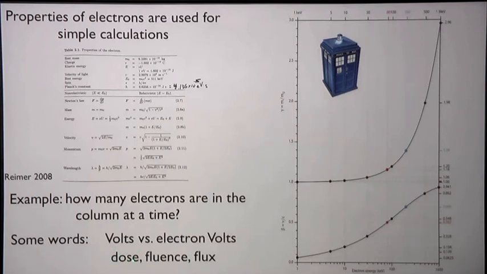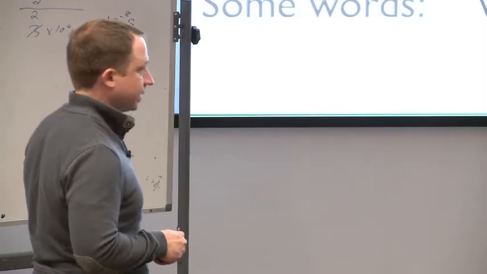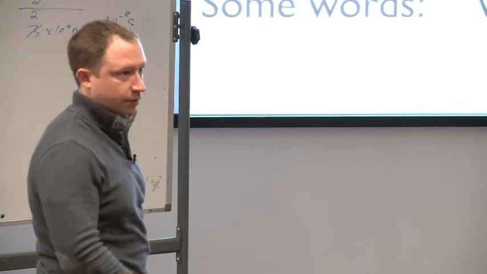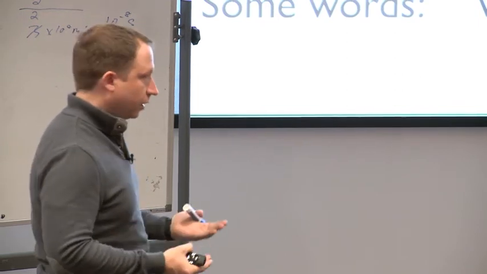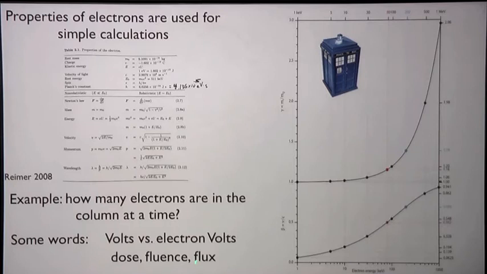Because when we say dose in an electron microscope, what we usually mean is fluence. And that's the number of particles that have transited through a unit area in a given time. And flux is the rate at which those particles go through, so that's how many are going through per second, and the total number that you put through a particular area is the fluence. Okay.